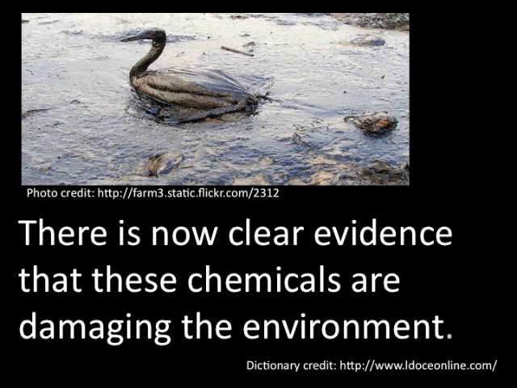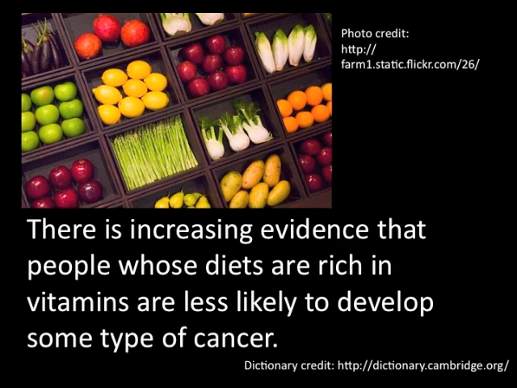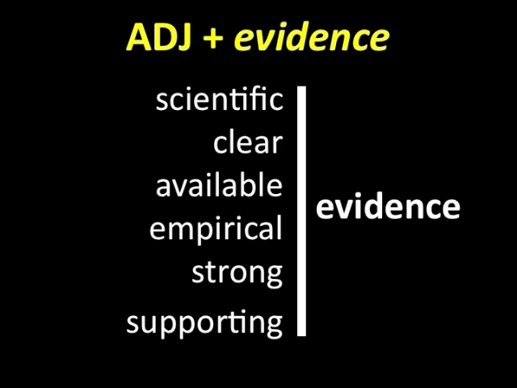Number 3. There is now clear evidence that these chemicals are damaging the environment. Number 4. There is increasing evidence that people whose diets are rich in vitamins are less likely to develop some types of cancer. All of these are good examples. I noticed a couple of interesting collocations, such as clear evidence or increasing evidence. And here are a few more. Scientific evidence, available evidence, empirical evidence, strong evidence, and supporting evidence.